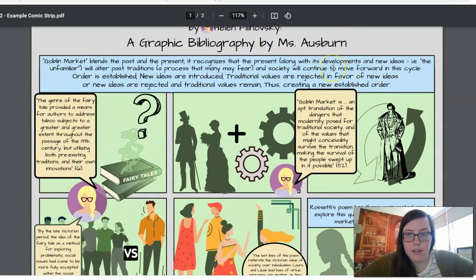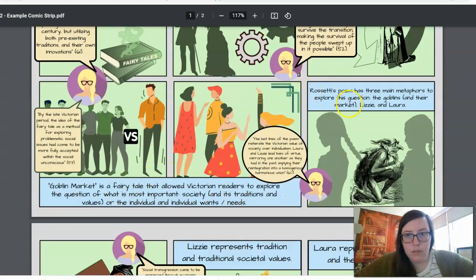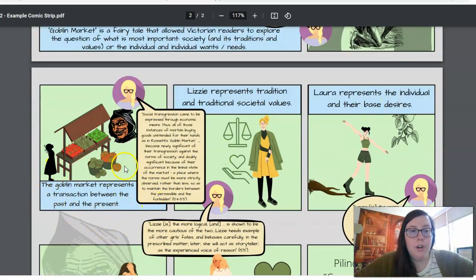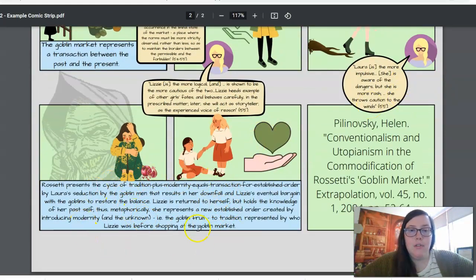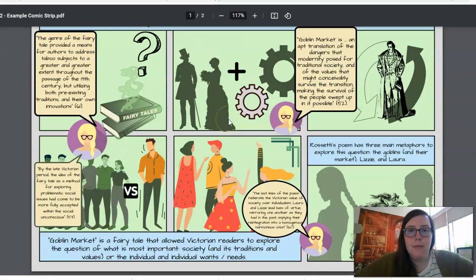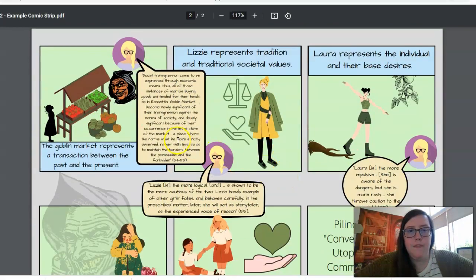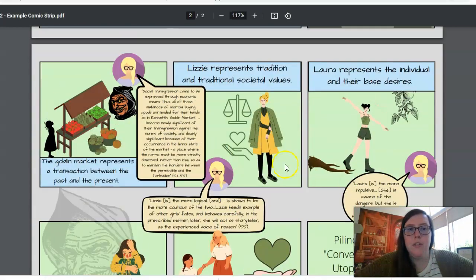So if we count in the example, I have 1 in the top row, 2, 3 by the time I get to the end of the first page, 4, 5, 6, and then 7 total narrative captions by the time I get all the way through those initial 11 squares, boxes, scenes, whatever you want to call it. Again, 5 quotes. On my example, I've got more than 5. I have 1, 2, 3, 4, 5, 6, 7 total quotes.